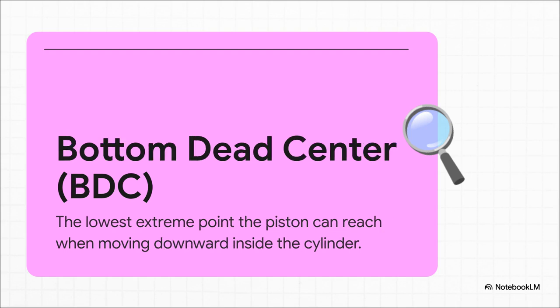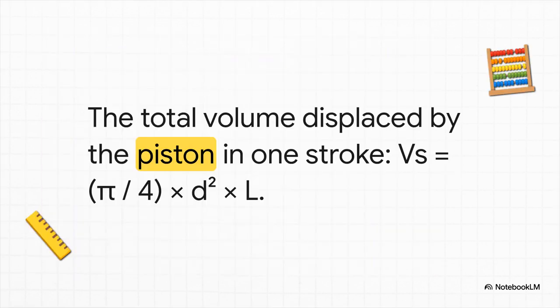And conversely, we have bottom dead center, or BDC. This is our floor. It's the absolute lowest extreme point the piston hits on its downward journey. The physical distance between TDC and BDC, that's what we call the stroke. So how does this all build into the math?